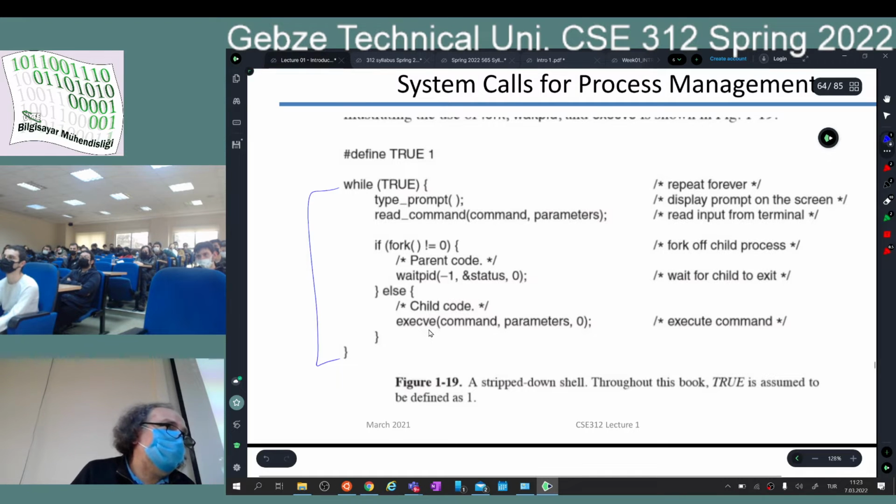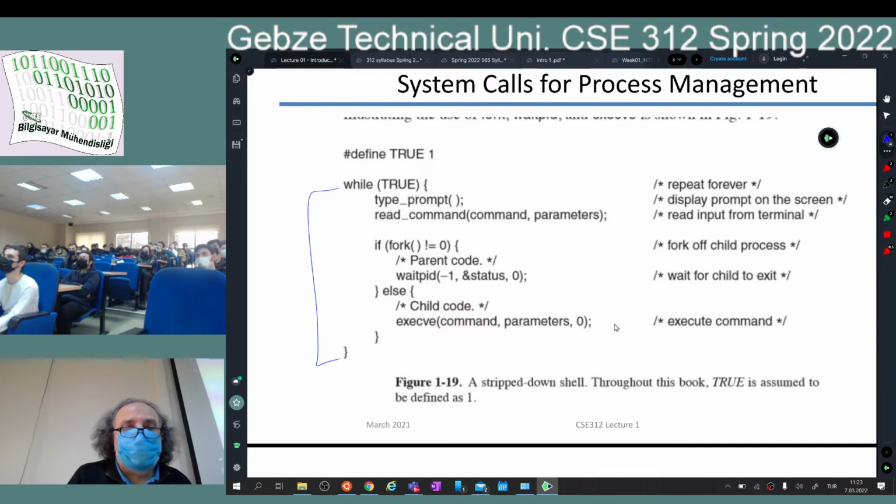If I am the child, I am going to replace my core image with this new command and its parameters. ls is the command name, and parameters are the parameters of that command. So I am going to run it. With a system call, it replaces itself with this command. But the parent says that I am going to wait until the child ends. So it's going to be blocked here until the child ends, and then I will go to the top of the loop.